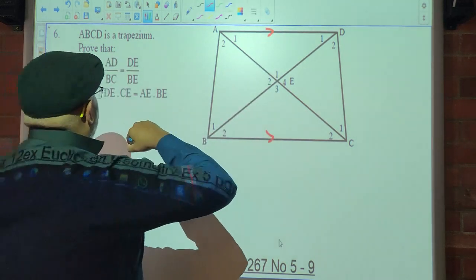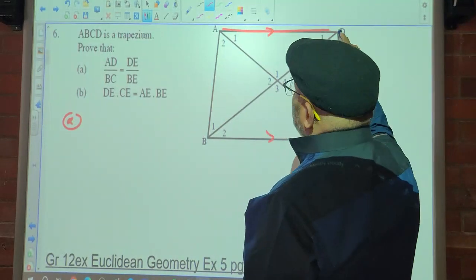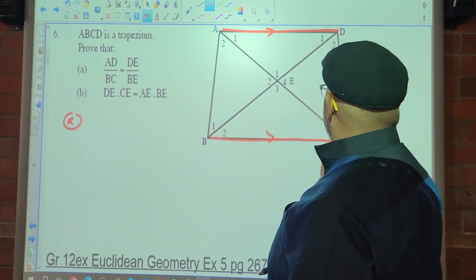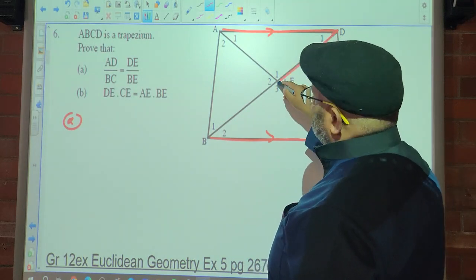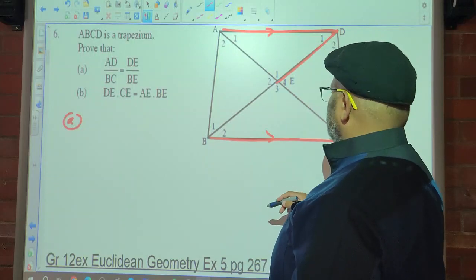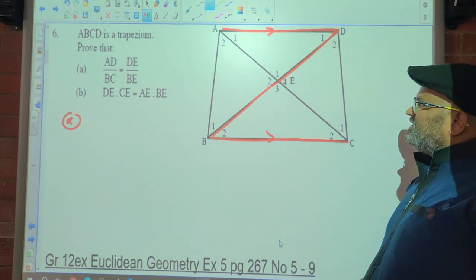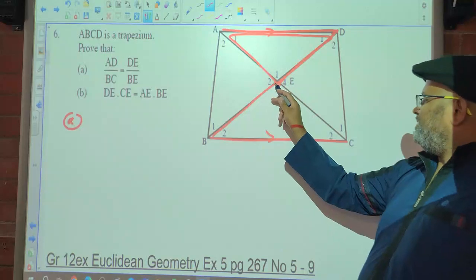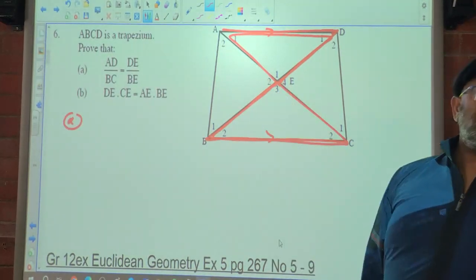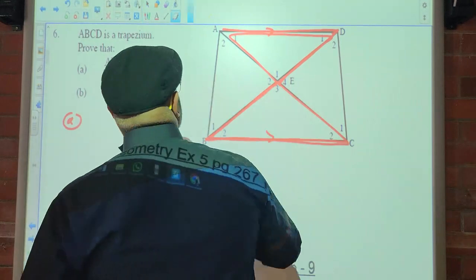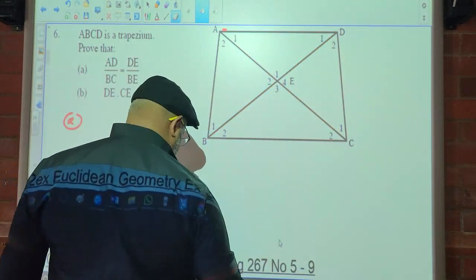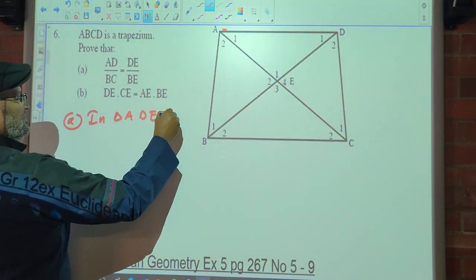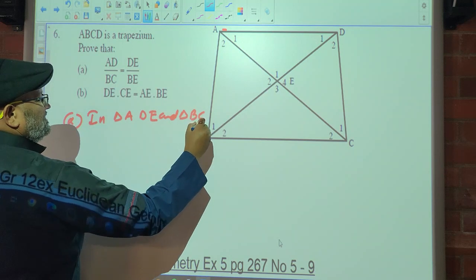They want you to prove that AD over BC is equal to DE over BE. So which two triangles are we going to work in? ADE, yes, and BEC. You see the two triangles? So let's go. In triangle ADE and triangle BEC.